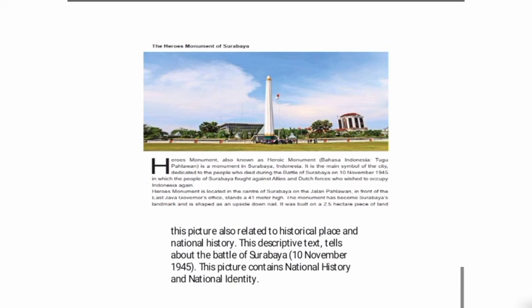In the second data, we will see the Heroes Monument of Surabaya. This is a descriptive text which describes the Heroes Monument of Surabaya. After we see the picture, this picture is related to a historical place and national history. This descriptive text tells about the Battle of Surabaya, 10 November 1945. This picture contains national history and national identity.